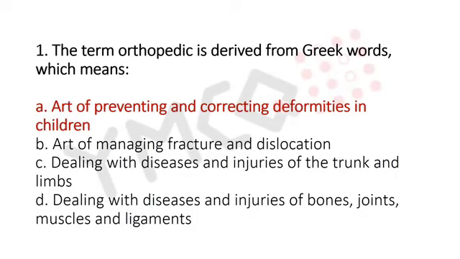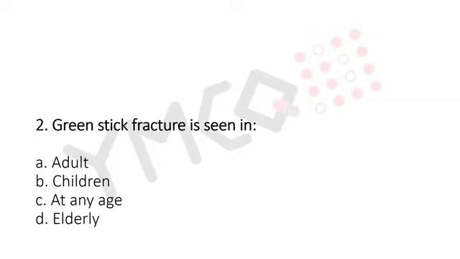Deformities in children. Now let's move to question number 2. The greenstick fracture is seen in option A, adult, option B, children, option C, at any age, option D, elderly. And the answer is option B, children. Now let's move to question number 3.